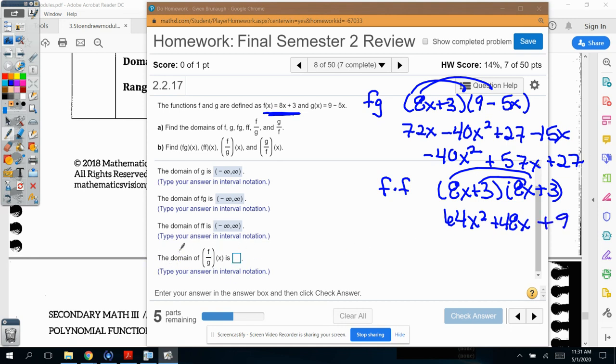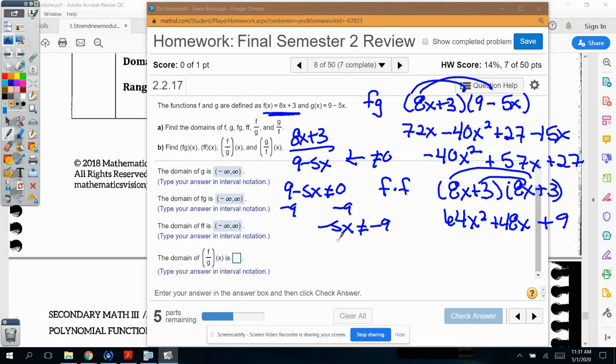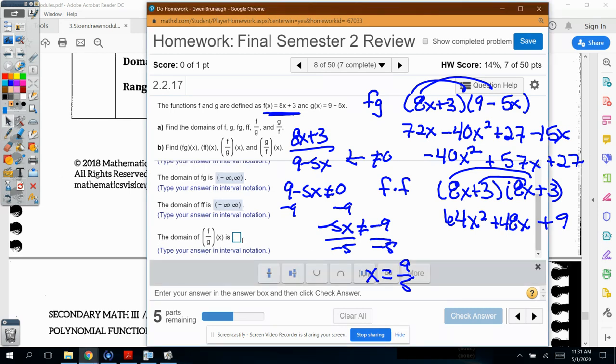Now, this is the one that is trickier. The domain of f over g means f is over g. So 8x plus 3 is over 9 minus 5x. They're going to ask me that later. Well, the rule is this guy can't equal 0. So 9 minus 5x cannot equal 0, which means negative 5x cannot equal negative 9, and x cannot be 9 over 5. So x can be anything in the world except that. You cannot write x cannot equal 9 over 5 on this one, unfortunately, because it's going to be on the thing. So what can it be?